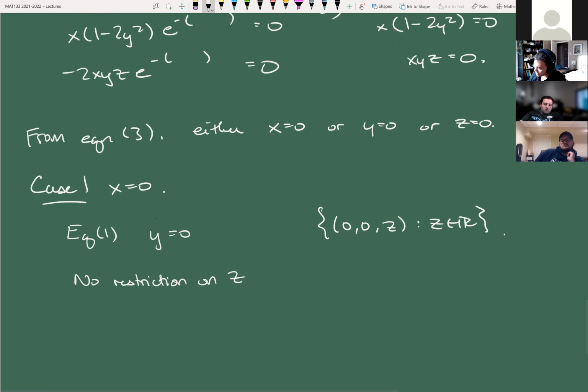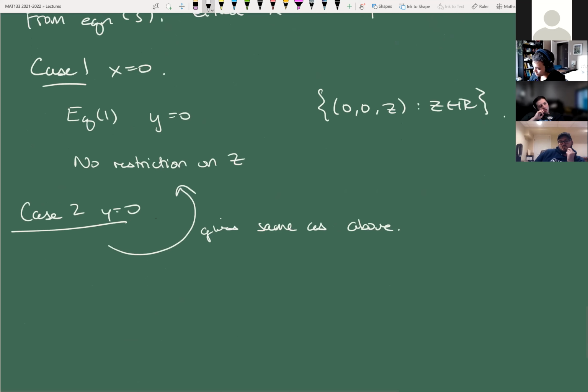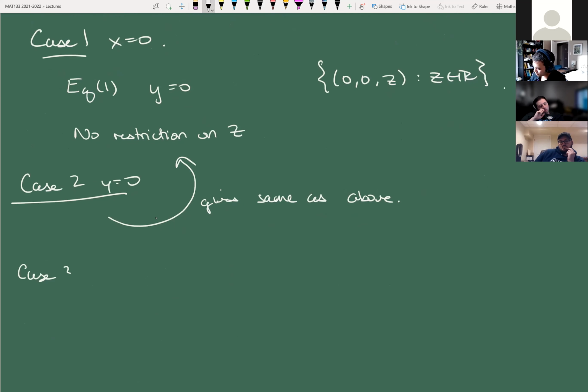right? Case 2, y is equal to 0. That I'm pretty sure just gives us the previous answer. Gives us this. So same as above. So case 3 is where z is equal to 0.